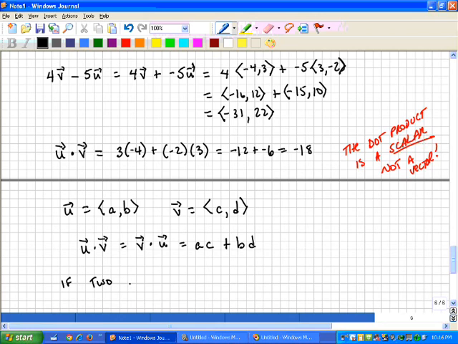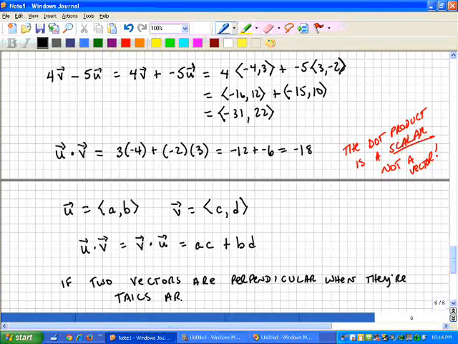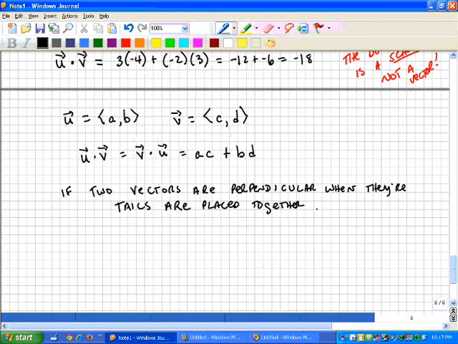If two vectors are perpendicular to each other when their tails are placed together, then u dot v will equal 0.